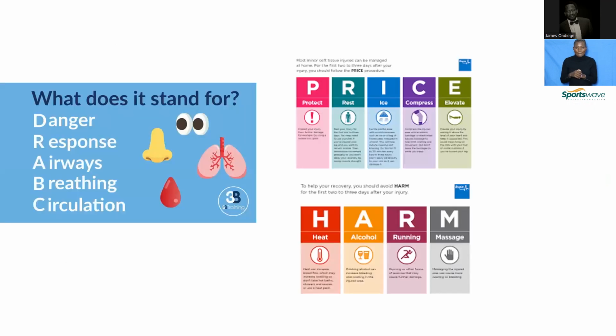So for DRABC, what it stands for is assess the athlete for danger, whether it's safe for you to approach the athlete. That's for you and for the athlete. Because remember, if an athlete is down on the ground, you run onto the field and it's not safe for you, you can also get knocked, say in a contact sport, an energy sport.